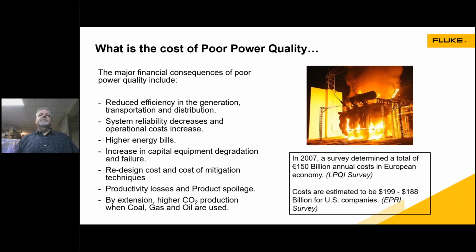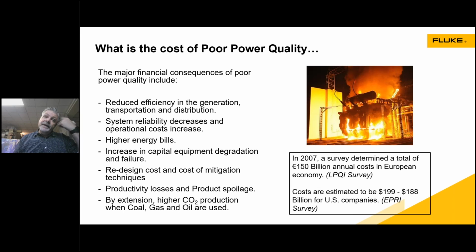So what is the cost of poor power quality? The actual cost of power quality comes down to the equipment losses in terms of equipment not running correctly, or, you know, in this particular image case, burning up, higher energy bills, degradation of your equipment over time, potential early failure, cost of redesigning and cost of mitigation, productivity losses, product spoilage. If the power goes out in the middle of a batch run, what does that do to your batch?